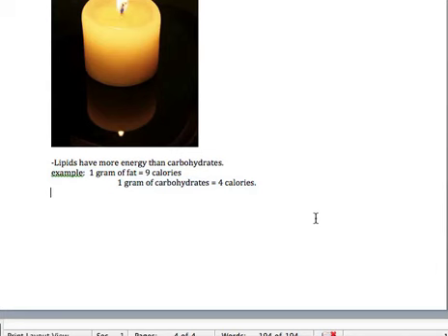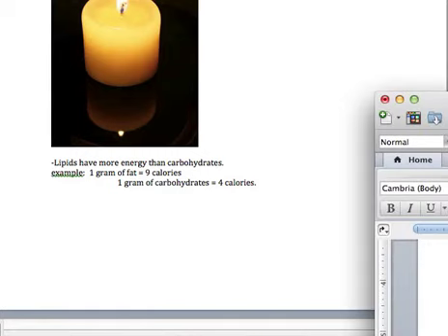And check and see if I'm right, but 1 gram of fat equals 9 calories. So if you have something that has 5 grams of fat in it, it is going to say 45 calories from fat. Whereas 1 gram of carbohydrates only has 4 calories. So if you think about calories as energy units, 1 gram of fat has more than twice the energy units than does 1 gram of carbohydrates.